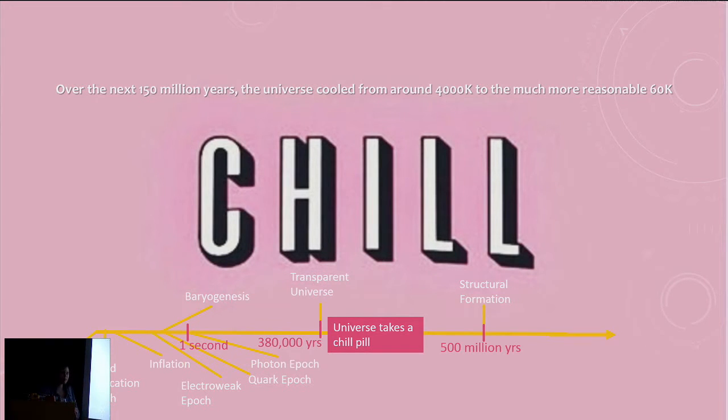So 60 Kelvin is pretty cold. And 4,000 Kelvin is pretty hot. I'm not sure how hot that is in Fahrenheit, but it might be as hot as the surface of the sun. Pretty hot.